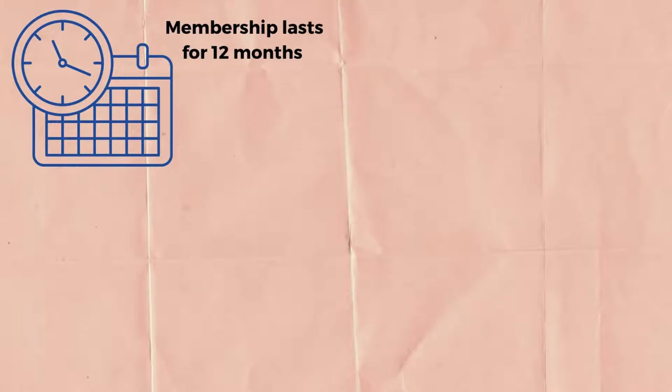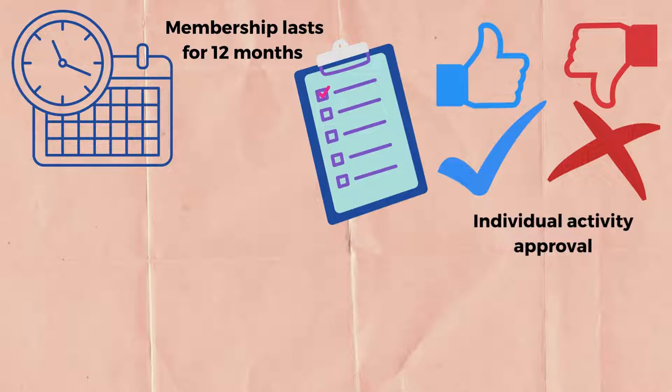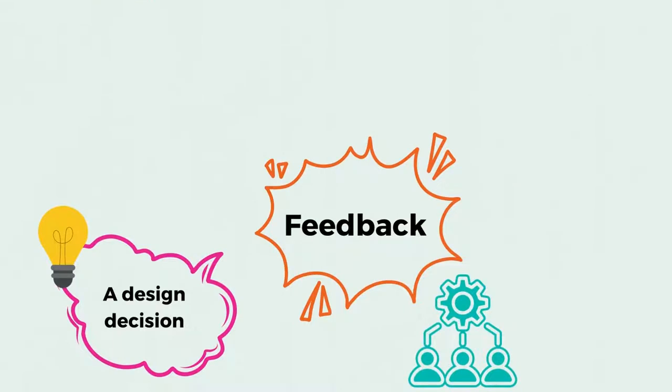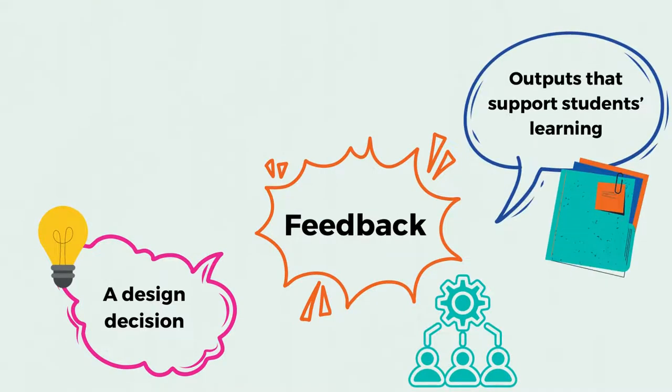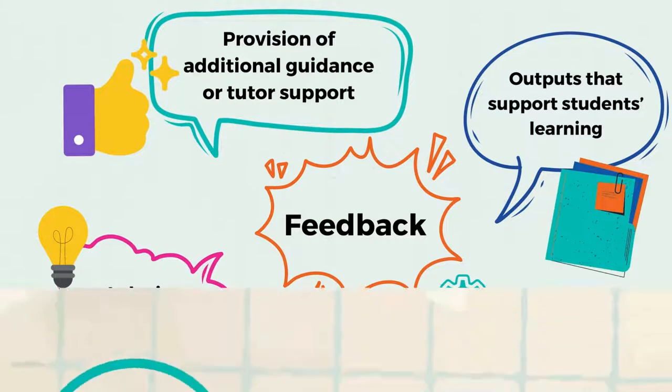Panel membership lasts for 12 months. And we use two key questions to decide which activities go ahead. All activities should relate to an item, tool, or methodology, and feedback must contribute to one of three outcomes: a design decision, an output that supports students' learning, or another positive change such as provision or adjustment of guidance or tutor support. We also consider the time students are expected to spend completing an activity.